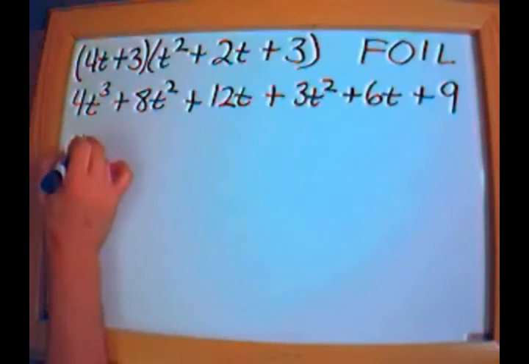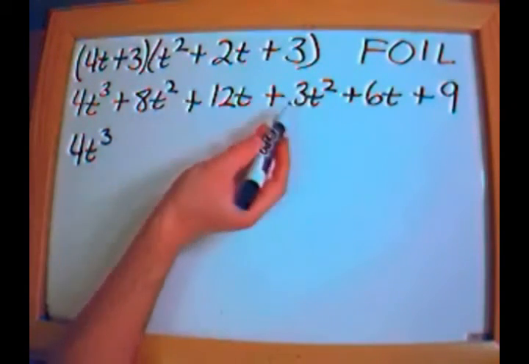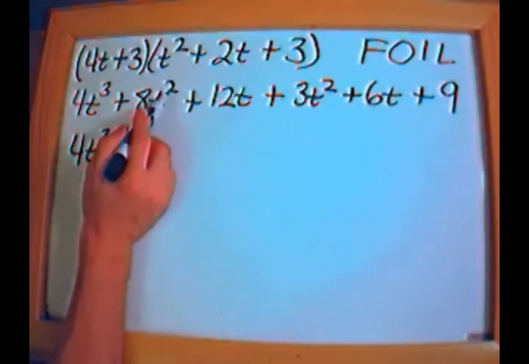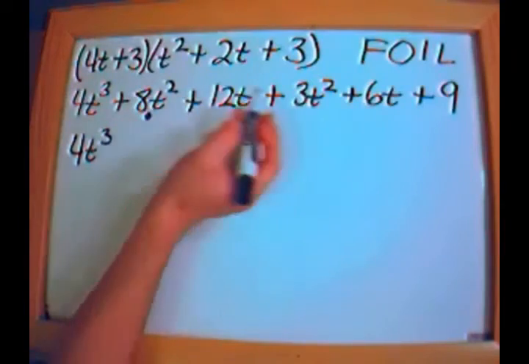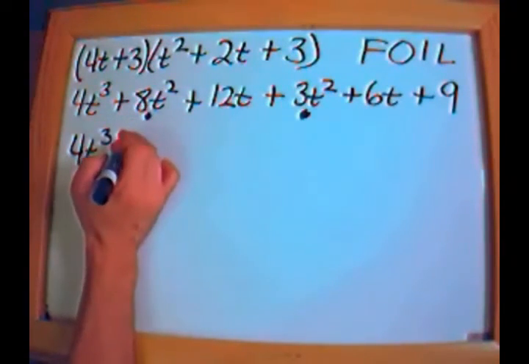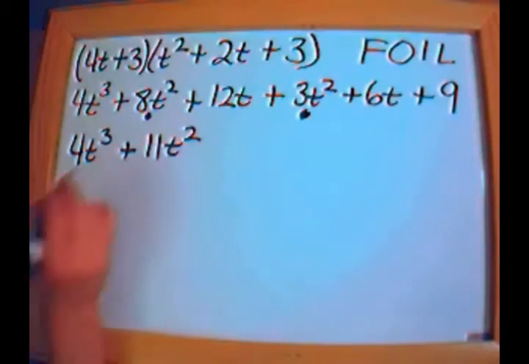No. So 4t cubed comes right down. Is there anything else with a t squared in it? Remember from the other lecture, like terms. In order to be like terms, it has to have the same variables and the same exponents. This is a like term with this. I can add them together. 8 plus 3 is 11, plus 11t squared.